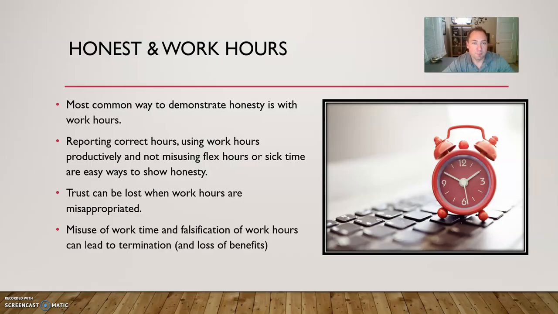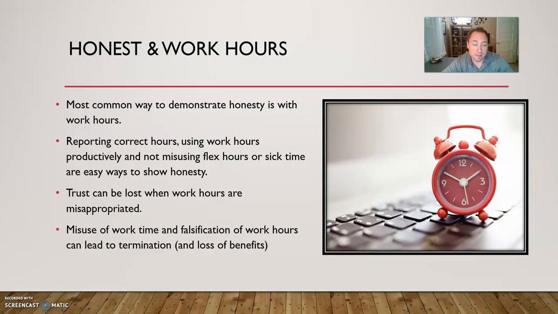And very common, people will call out sick when they're not sick and use their sick time to continue to get paid even though they're taking it for a day off and they're not actually sick. Remember, trust can be lost when work hours are misappropriated.